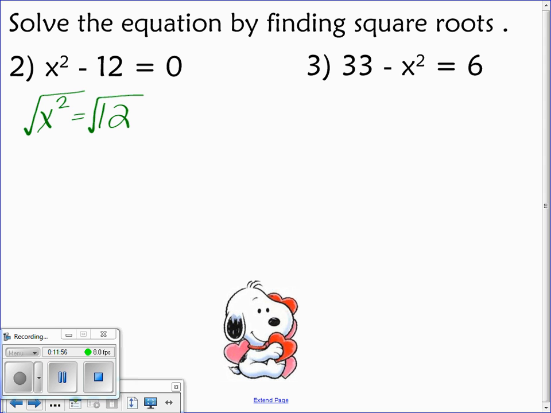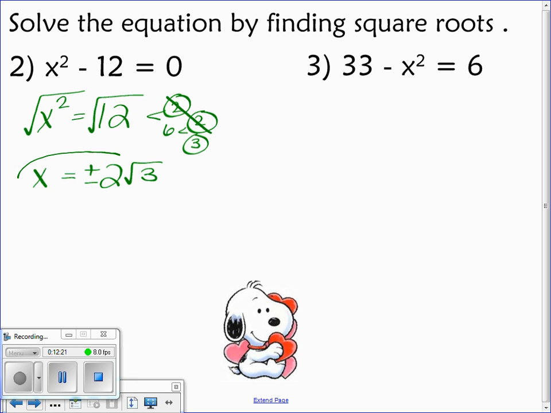Yeah, the square root of x squared is x. Square root of 12 is not pretty. So everything we just worked on the last couple days, that's why we talked about it. Factor tree on the 12. It's 2 and 6. 2 and 3. So what do we get? 2 radical 3, right? Pair of 2's, single 3. And don't forget the plus minus. If you take the square root, you have to do plus minus. Is it that terrible? No, it's really not that bad.